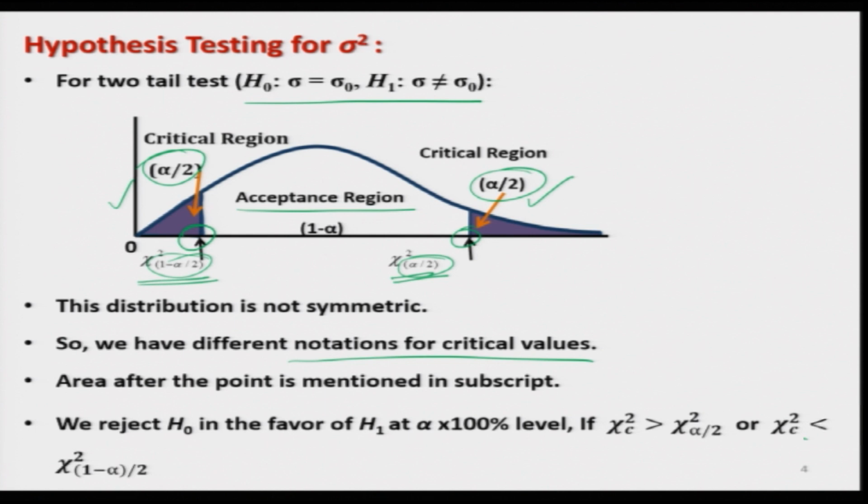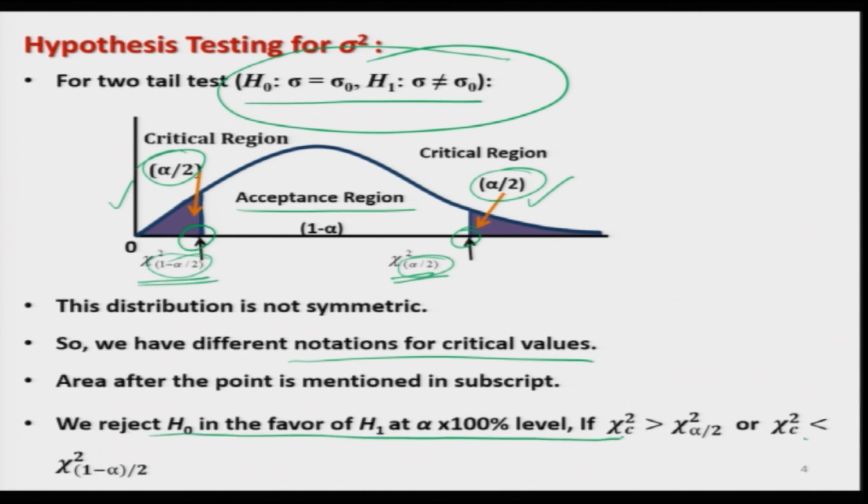In this case also, exactly on the same lines, as you have done many times, I can simply say that if you are interested in this set of hypotheses, which has the two-sided alternative hypothesis, then we reject H0 in favor of H1 at 100 alpha % level of significance if the calculated value of the statistic is less than chi-square 1 minus alpha by 2.